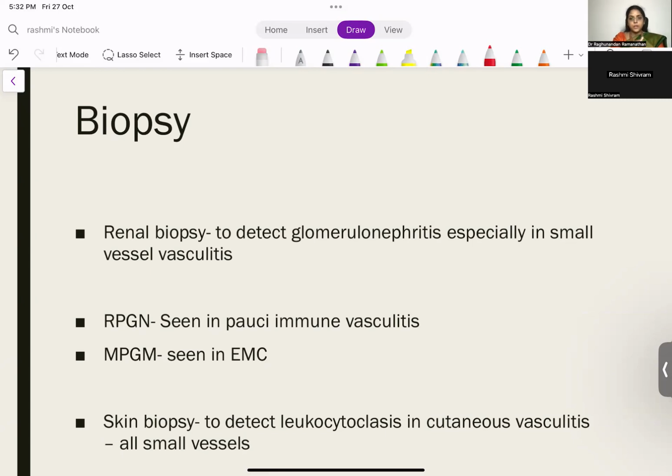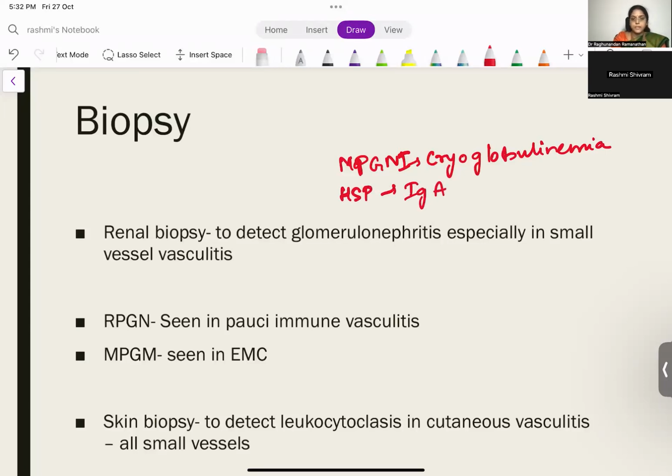You can either do a cutaneous biopsy or a renal biopsy to identify. Sometimes you may have to do a vessel biopsy also. In patients with giant cell arteritis, we will be forced to do a vessel biopsy. So renal biopsy, you can detect the glomerulonephritis. I told you one pattern, MPGN type 1 in cryoglobulinemia. In HSP or IgA vasculitis, you have IgA nephropathy, IgA deposition will be there.